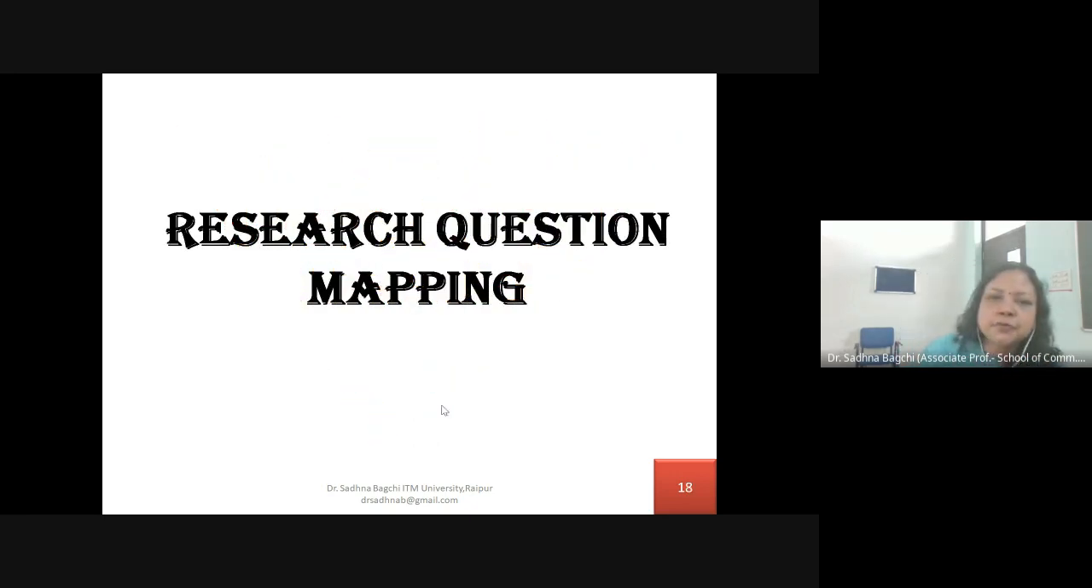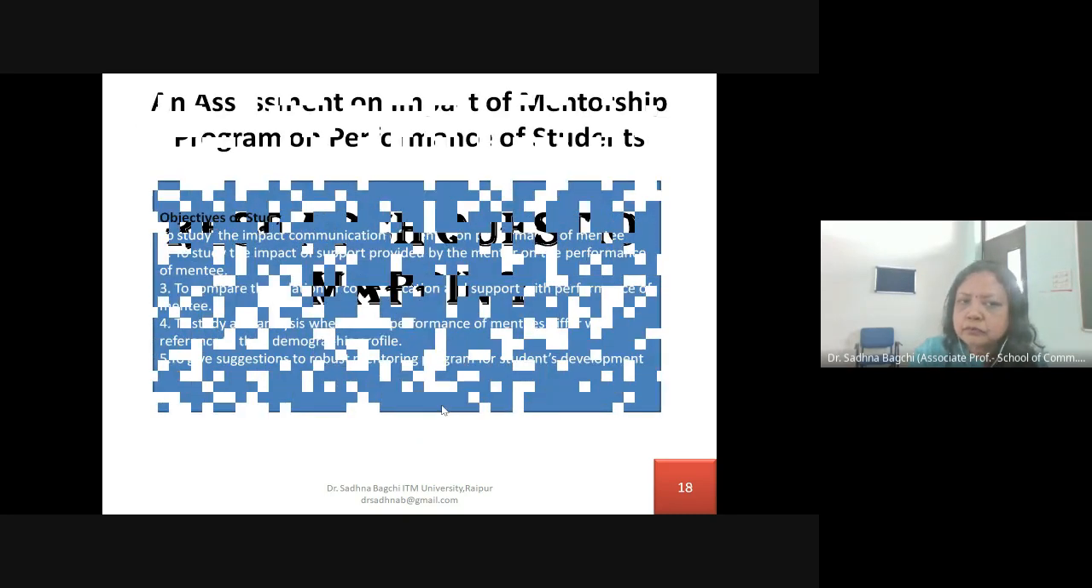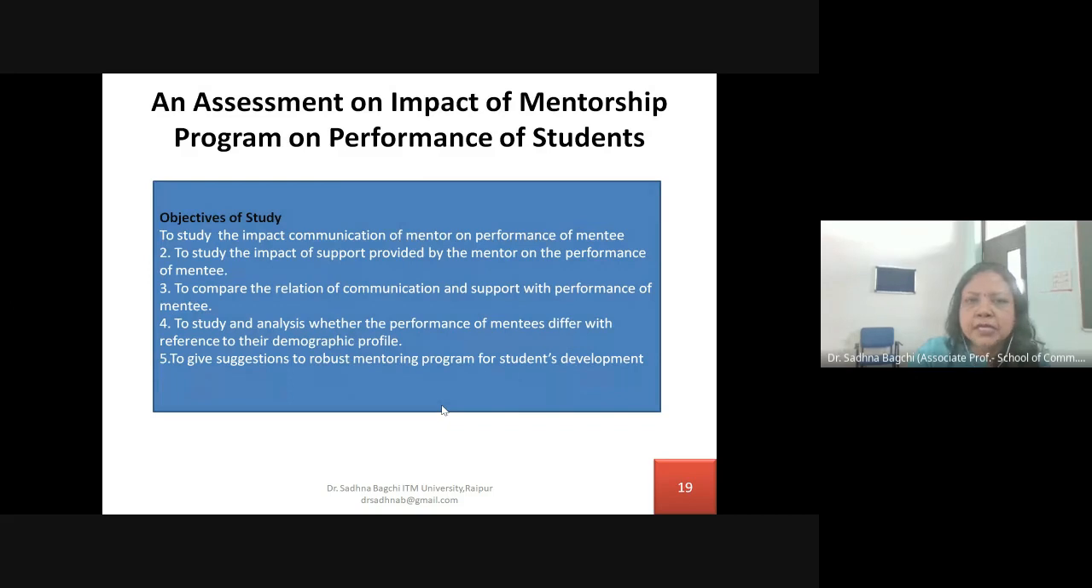And now, research questions mapping. How are your research questions mapped with your entire study or entire article? I'm just taking an example. This is the topic of the research: assessment of the impact of the mentorship program on the performance of a student. This is a hypothetical topic I'm taking. The objective is to study the impact of the communication of the mentor on the performance of mentees. Communication here is the independent variable and the performance of the mentee is your dependent variable.